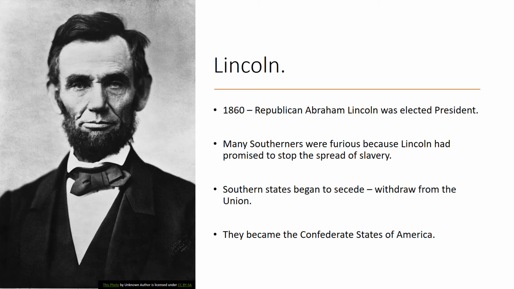The election in 1860 is going to pretty much divide the country, and with the victory of Republican Abraham Lincoln as president, many Southerners were furious at this because Lincoln had promised to stop the spread of slavery, which again many Southerners were in favor of. So Southern states will begin to secede or withdraw from the Union, and they will become known as the Confederate States of America.